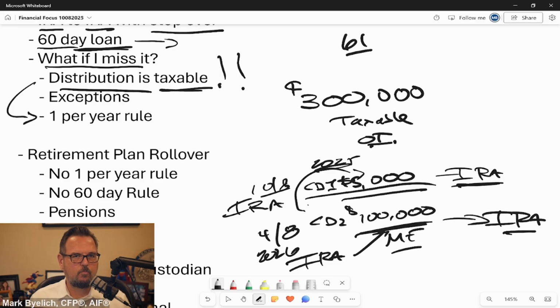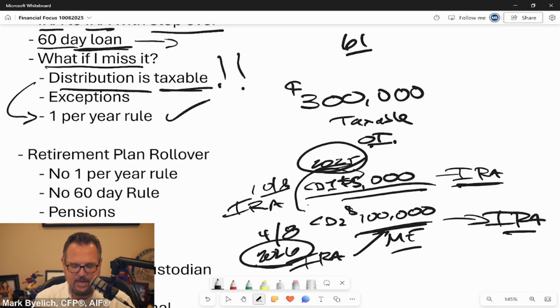So what's the problem with that? Well, now you violated the rule. You violated this once per year rule, because remember, October 2025 and April 2026. It's not calendar year, it's 365 days. So this was a tax court decision. That's one of the reasons it's very specific, but that is a true rule.